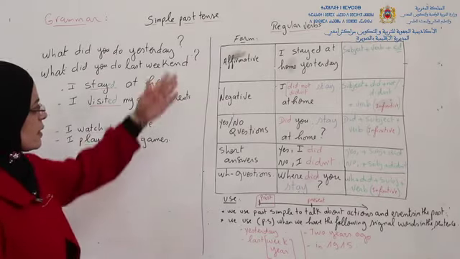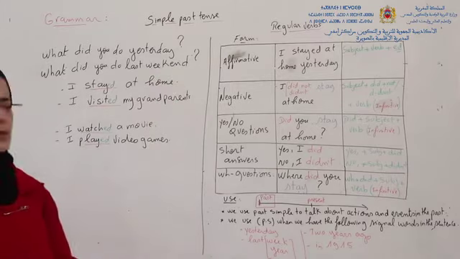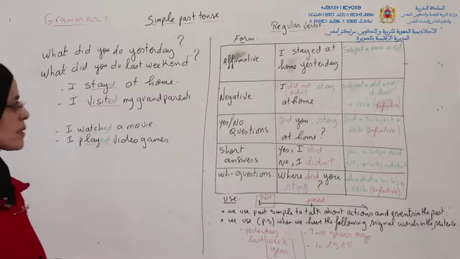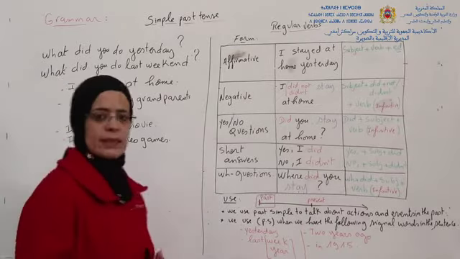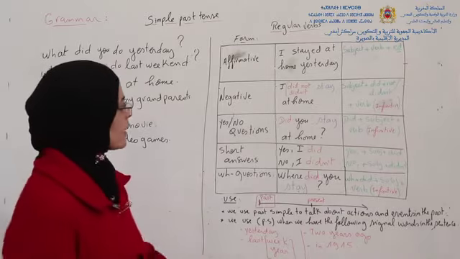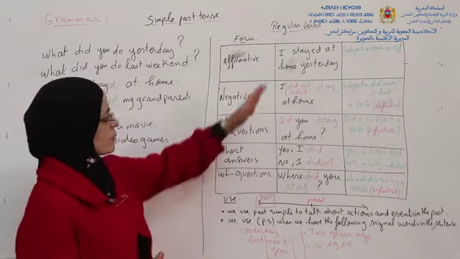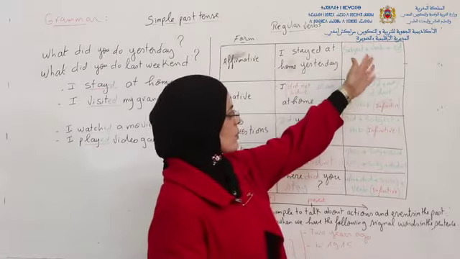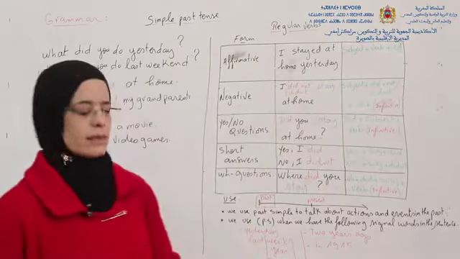Now, let's see different forms of regular verbs in the simple past. First, we have affirmative. I stayed at home yesterday. Now, what can you see here? As we have told you, subject plus verb plus ed for all regular verbs.